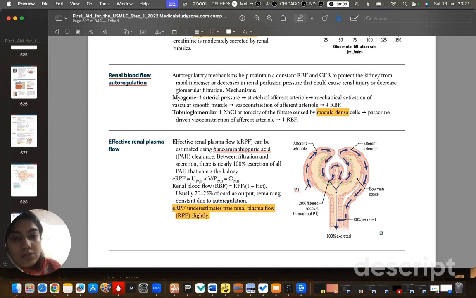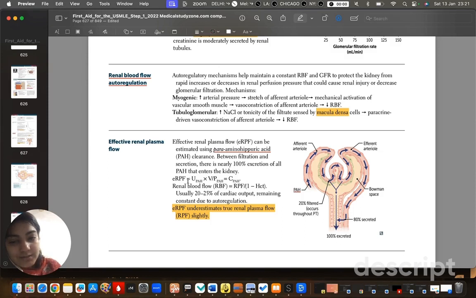Why didn't they use GFR, I wonder? Why didn't they use inulin? Because that is specific to just filtration, whereas you want to know secretion also here. So, renal plasma flow.